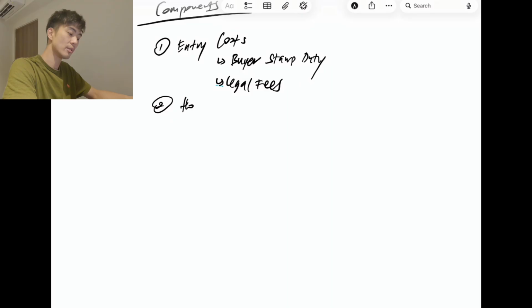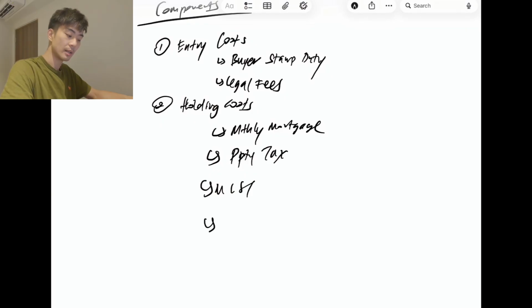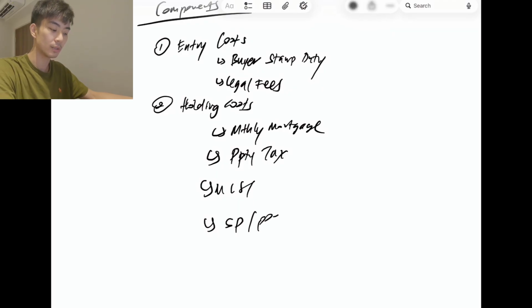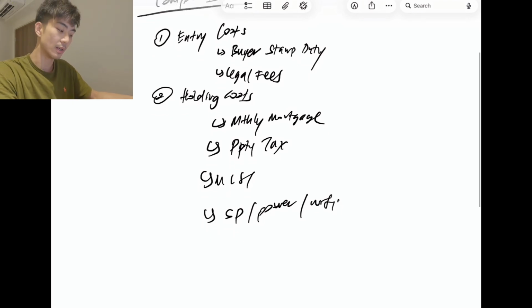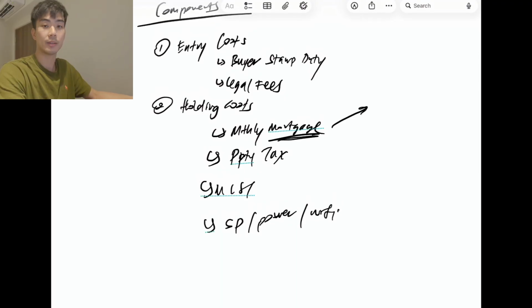Secondly, you have your holding cost, which is your monthly mortgage, and then your property tax, your MCST, and of course other miscellaneous costs like your SP or power, your Wi-Fi, and so on and so forth. These are needed, but they are not exactly the direct property cost. Now over here, if you look at the monthly mortgage, there are actually two components.